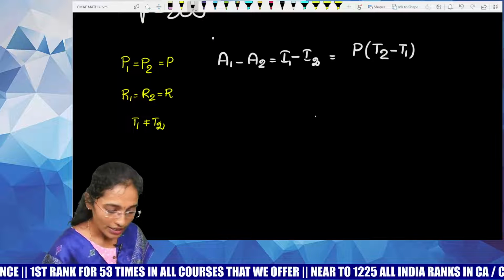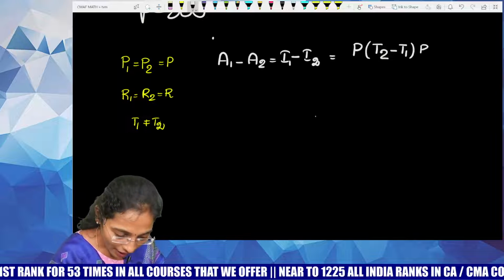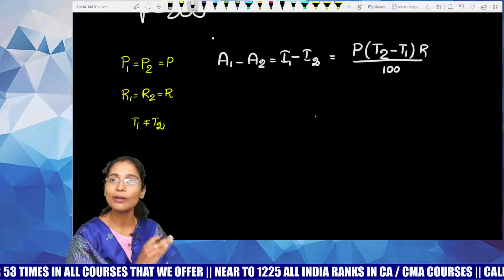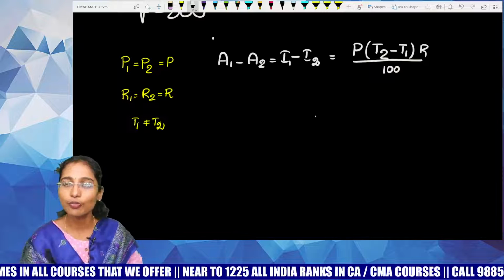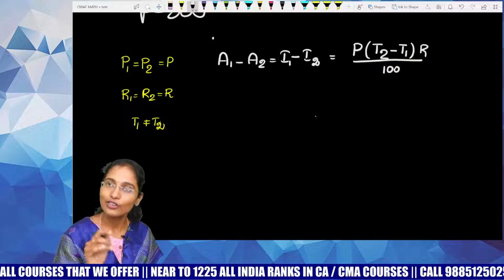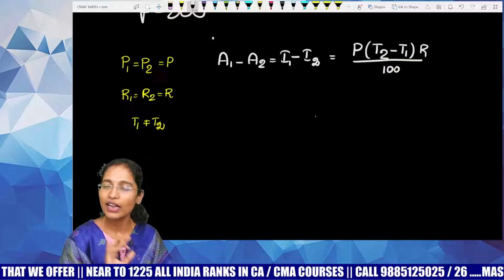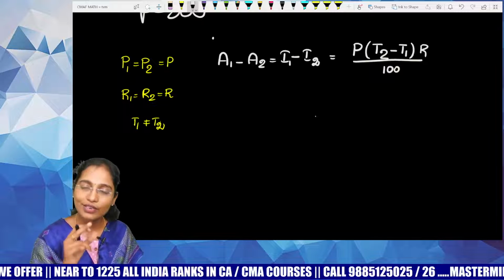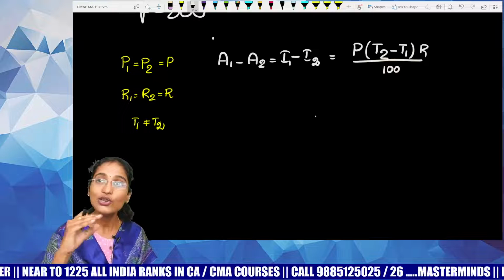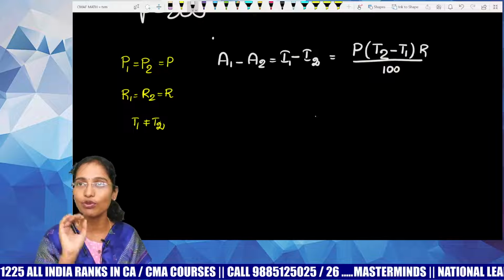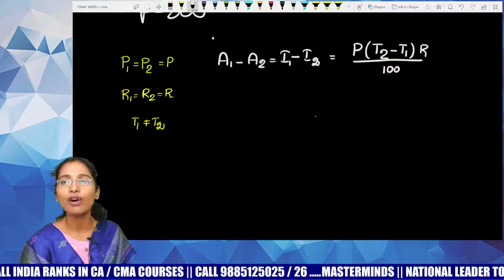So I'm writing it as PTR by 100. Guys, no need to write down the interest formula separately like I1 minus I2. I know that P is constant, so keep P as it is. I know that R is constant, so keep R as it is. What is the formula for simple interest? Actually, PTR by 100. So here T is varying, no? Just write down the difference of terms in both the cases. That will be the formula for interest.